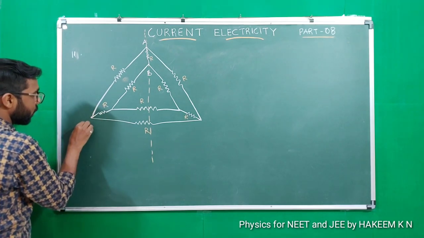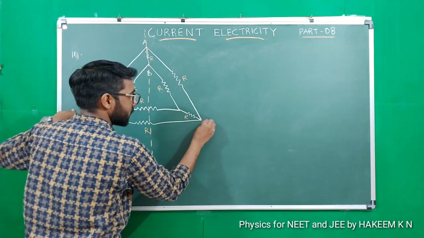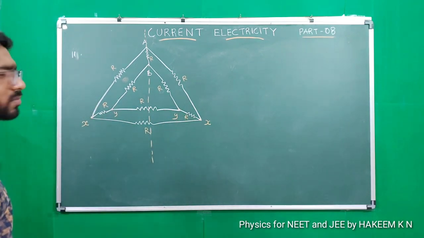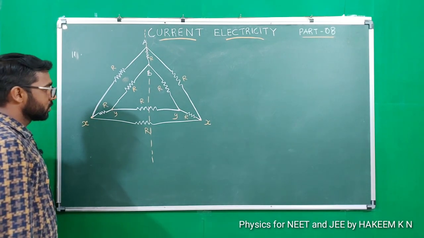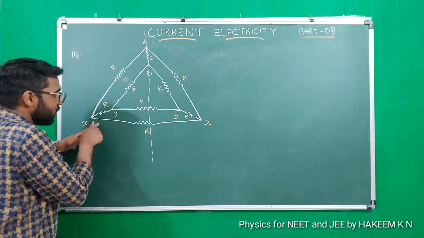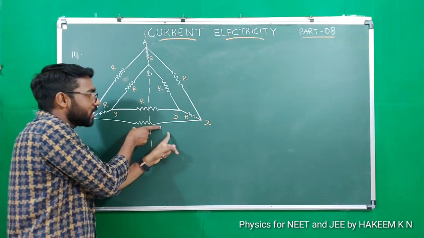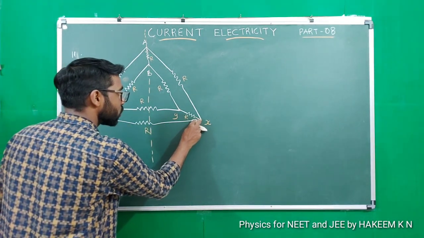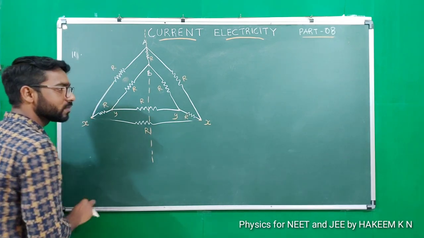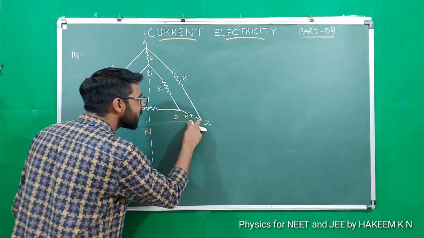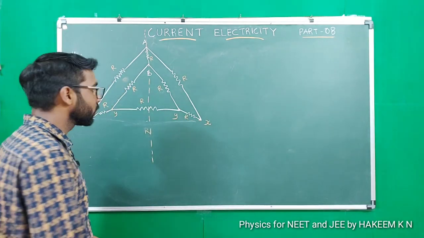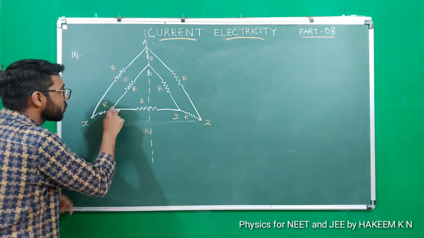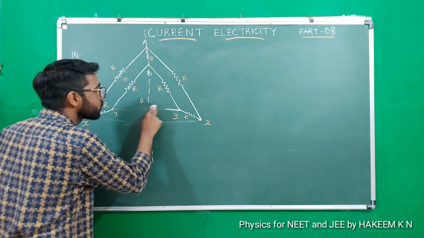So here this point I am giving x, so the opposite point, here it is x. This point I am giving y, so here it is also y. Any other points? No. Okay, so you see here the lower arm, both ends are connected to x, so no current in the lower arm. So the lower arm is cancelled, no need of the lower arm. And next, for this arm, both ends are connected to y, so no need of this arm too.